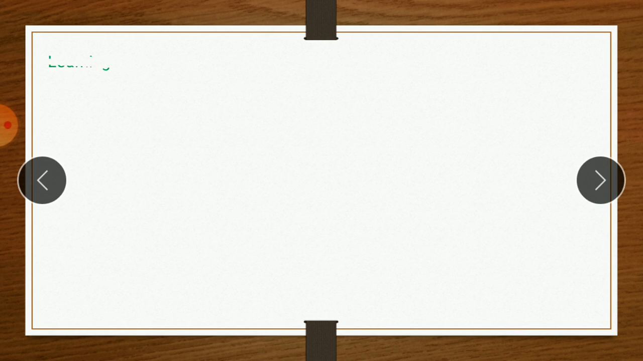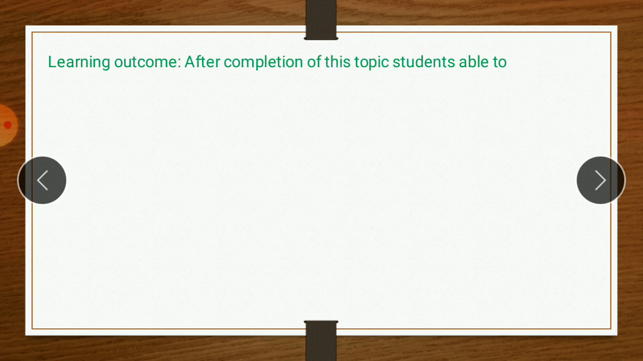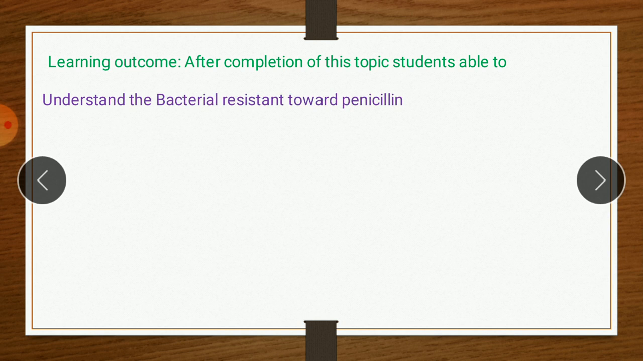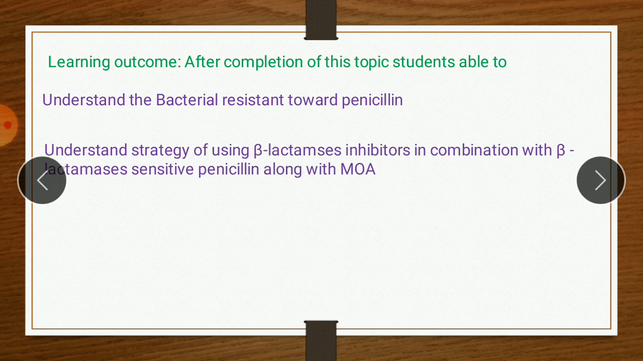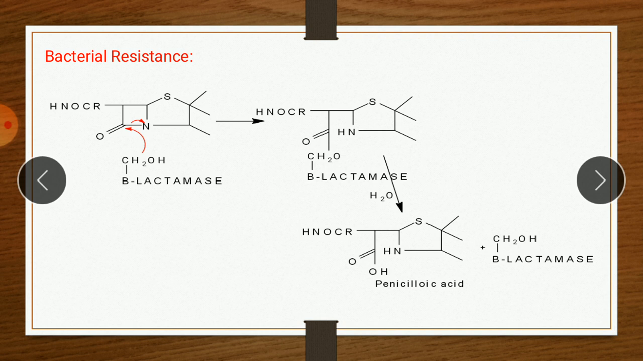Learning outcome: after completion of this topic, the student will be able to understand the bacterial resistance towards penicillin, and also understand the strategy of using a beta-lactamase inhibitor in combination with beta-lactamase sensitive penicillin, along with the mechanism of action. So first is bacterial resistance.